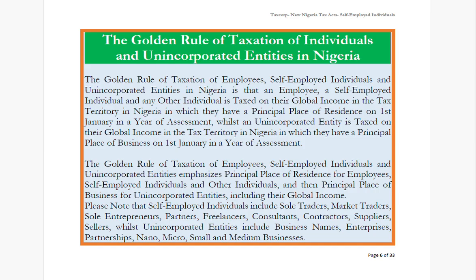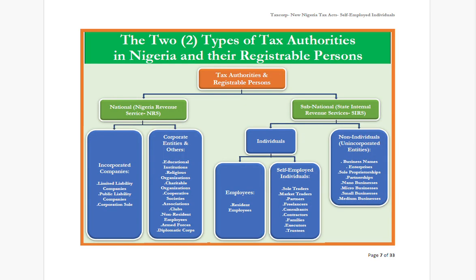The golden rule of taxation of employees, self-employed individuals, and unincorporated entities emphasizes principal place of residence for employees, self-employed individuals, and other individuals, and then principal place of business for unincorporated entities, including their global income. Please note that self-employed individuals include sole traders, market traders, sole entrepreneurs, partners, freelancers, consultants, contractors, suppliers, sellers, whilst unincorporated entities include business names, enterprises, partnerships, nano businesses, micro businesses, small businesses, and medium businesses.